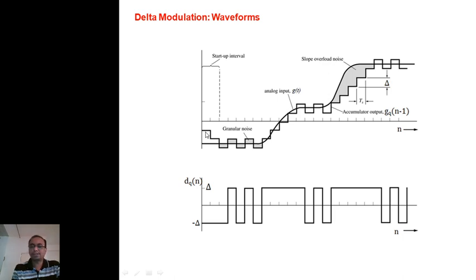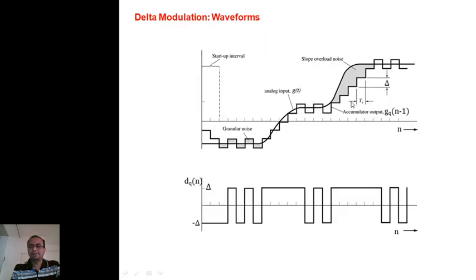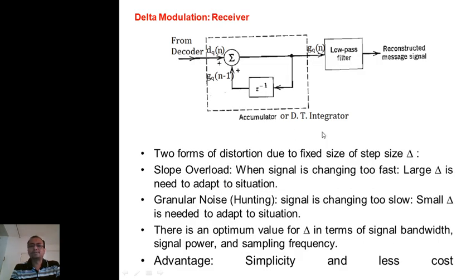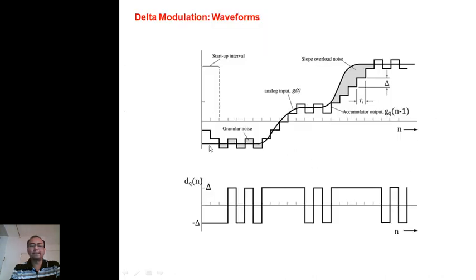So what is here? This Dn is Gn minus GQn minus 1. Right now my Gn is less than this, so the output is minus delta. The output is minus delta, and this minus delta is available here as the input. So this minus delta is subtracted from the accumulated value. Whatever be the previous accumulated value, from this minus delta is subtracted. So one step size is down.